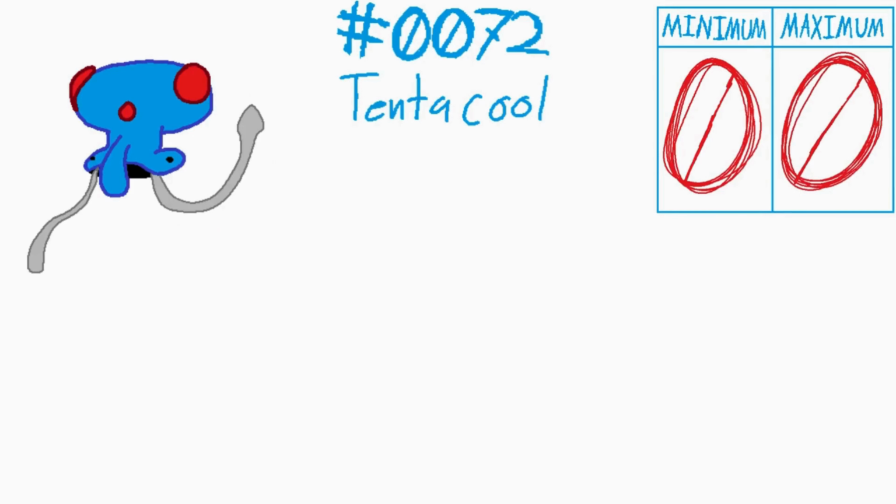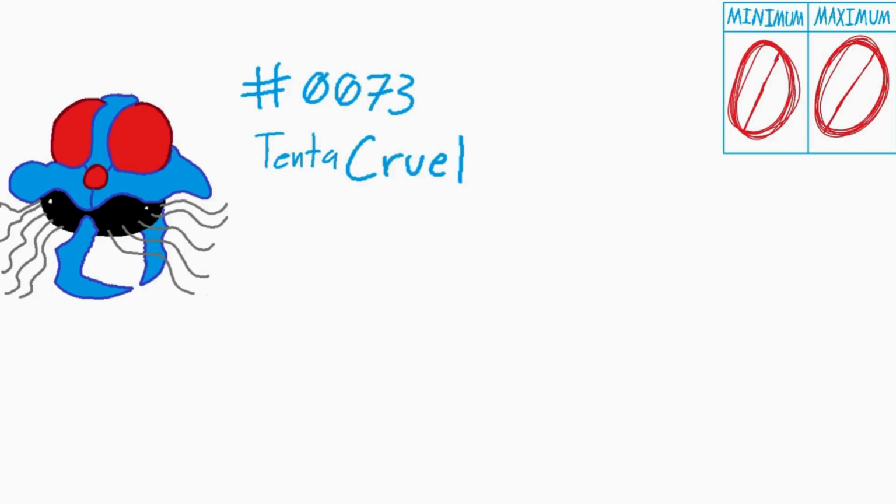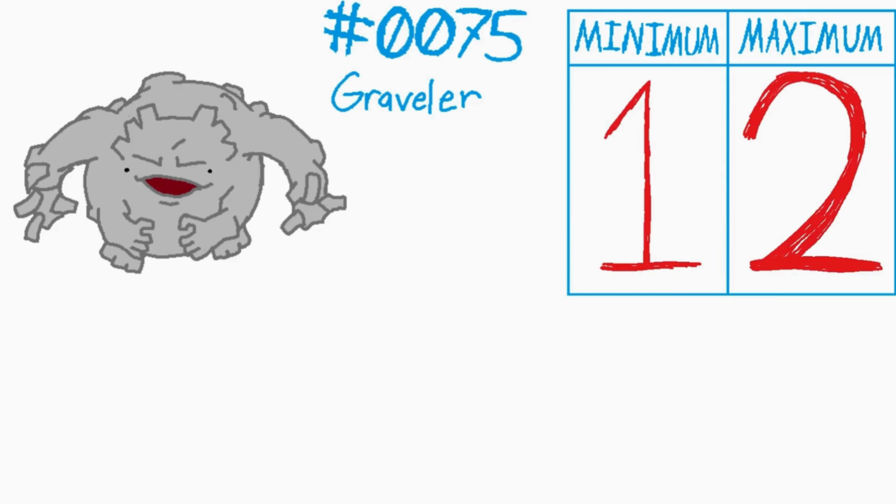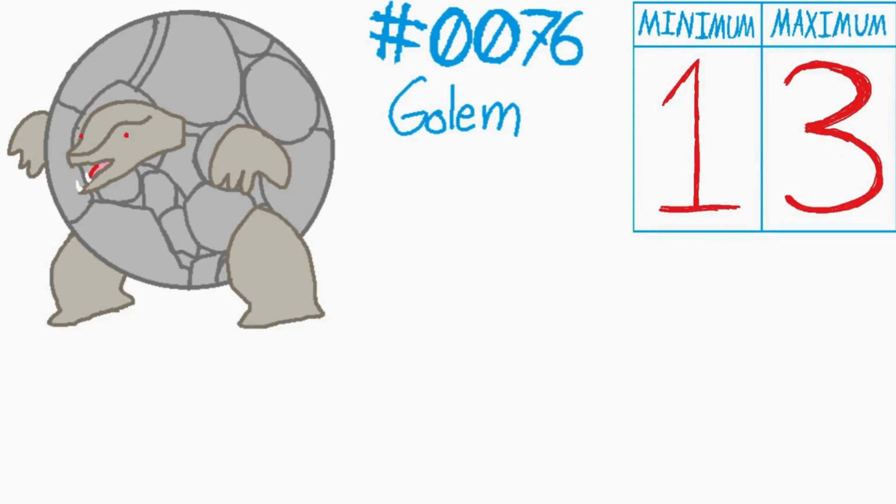Tentacool. He's a squid, but kinda cooler. Tentacruel. He's a squid, but kind of crueler. Geodude. He's a literal floating pebble with arms. Graveler. Apparently he can just explode, and if that wasn't enough, they have Earthquake, which, yeah, you guessed it, just makes earthquakes. Golem. Refer back to Graveler.